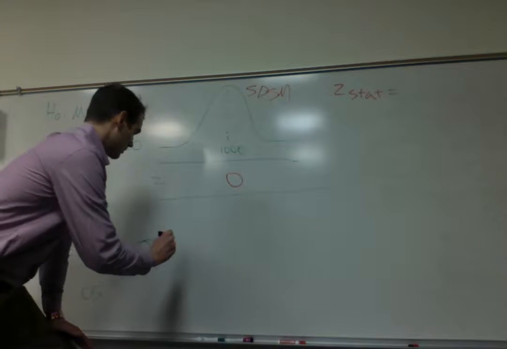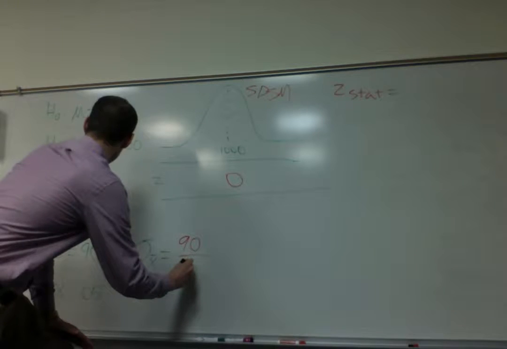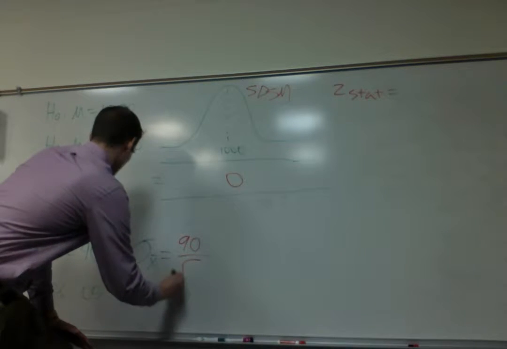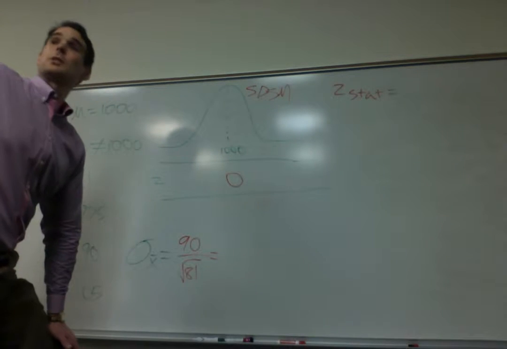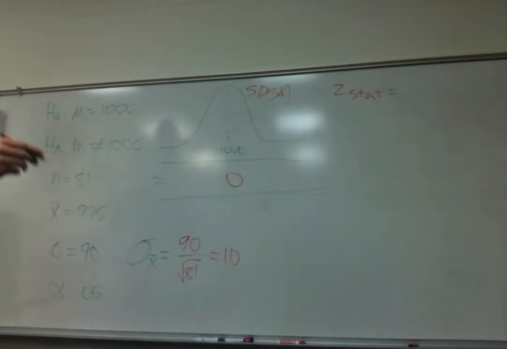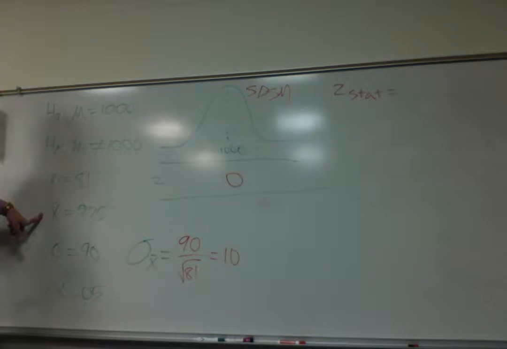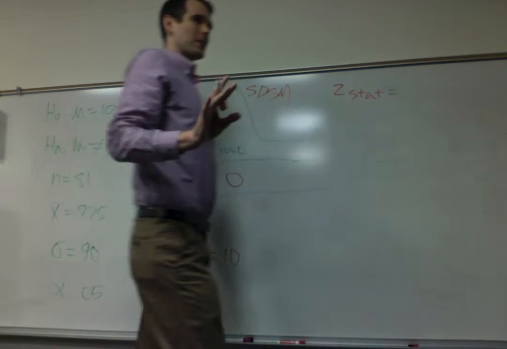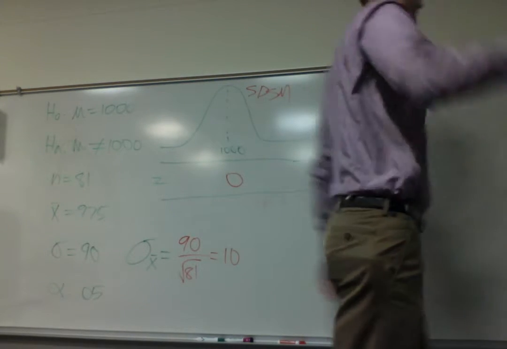90 divided by the square root of 81. Yep, 90 divided by the square root of the sample size, which is 81, which is 90 divided by 9, which is 10, right? All right, so 10. That's going to give us the information we need to compute our test statistic for our sample mean. 975 is our sample mean. Let's find out just how many standard deviations away from the assumed mean that would be.